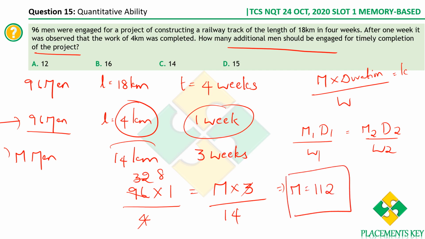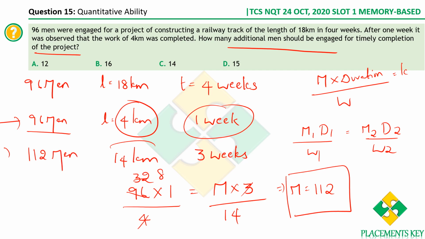Therefore, to construct the railway track in the given time of 3 more weeks, they need 112 men to work. We've already seen that with 96 men, they would have only constructed 16 kilometers. Therefore, they need more men to construct it in the given time.